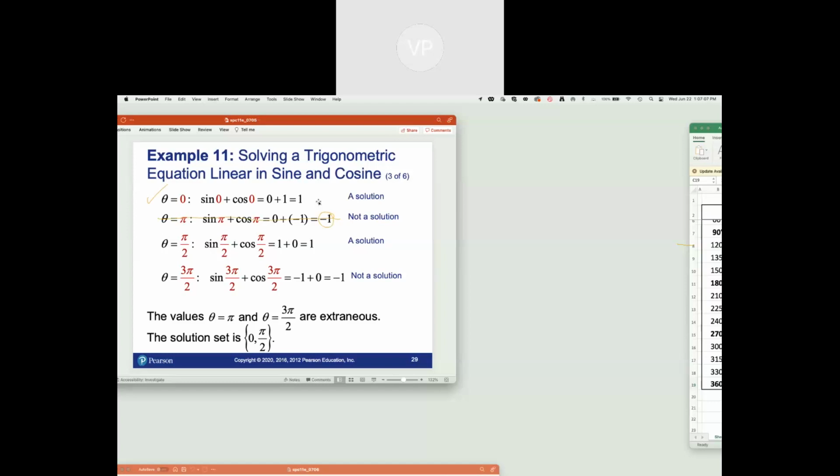Same thing with the pi over 2. Plug it in. We get a 1 plus a 0. That works. But when you plug in 3 pi over 2, you get a -1 plus 0. That's a -1. That one doesn't work.